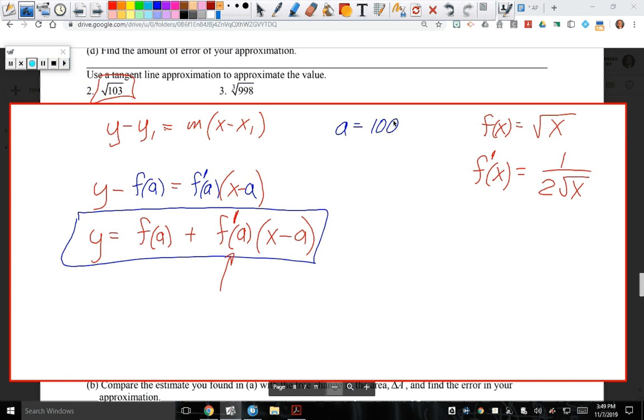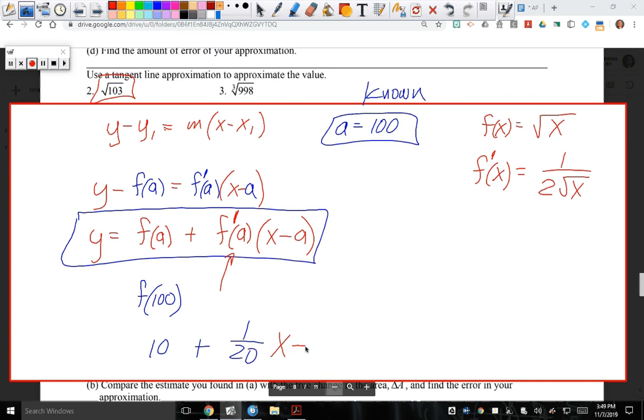Okay? I can go over here to this equation and I can put f of 100, considering this, is what? Like 10. And here, if my a value is 100, this is my known. What would my slope be at 100? 1/20. So now when I go ahead and put this into the equation, it's going to be x minus 100.